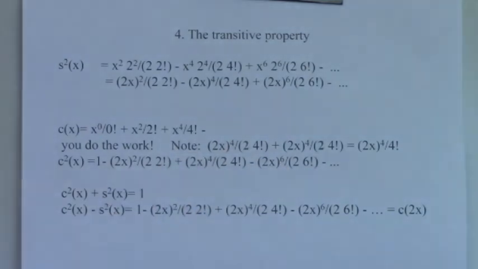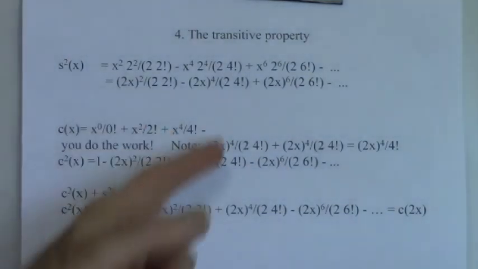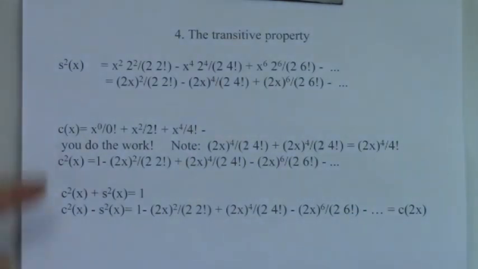And when we add equal values with different signs, we get 0. So all of these terms will become 0 except the 1. So when we add sine squared plus the cosine squared, we get 1.